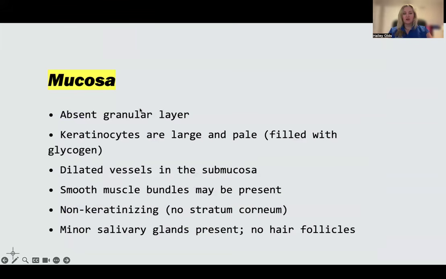Oh, there's also no granular cell layer. So as a recap, there's dilated blood vessels in the submucosa. The keratinocytes are large and pale because they're filled with glycogen, and there's no stratum corneum, or the other term for that is non-keratinizing. And you may also see salivary glands, and there are no hair follicles here.